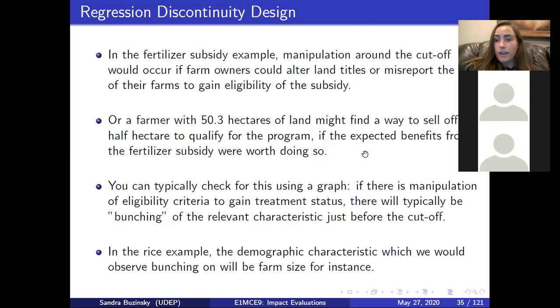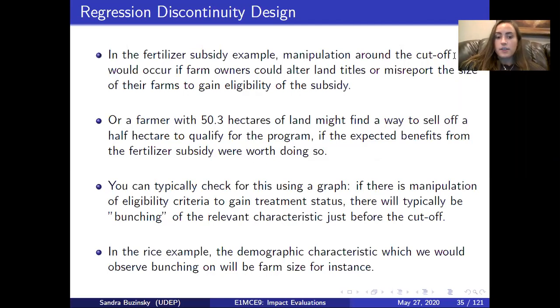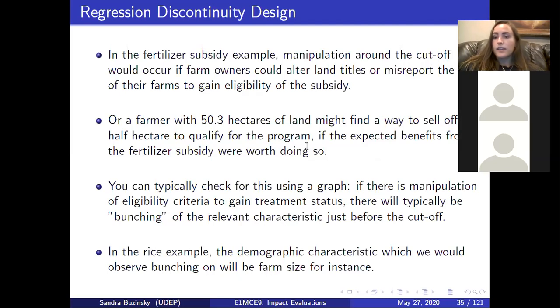So you can definitely check this using a graph, which is the good thing. If there's manipulation of an eligibility criteria to gain treatment status, there will typically be bunching. So I'll show you what that looks like, but basically the distribution of households on the X variable, so for example, the hectares of land, we would expect it to be smooth. If there's bunching, we would expect to see a discontinuous jump at the cutoff.